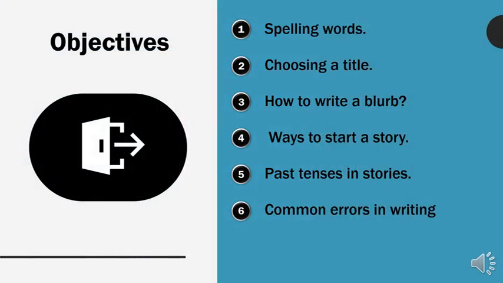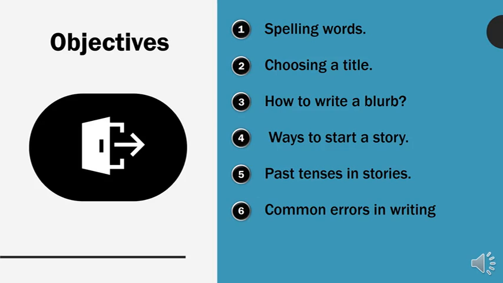To start with our objectives, first we're going to have, as usual, by the end of each week, some spelling words that you need to practice. After that, we will discuss how to choose a title. After that, we're going to continue with how to write a blurb. We're going to explain the meaning of blurb, giving examples about that.